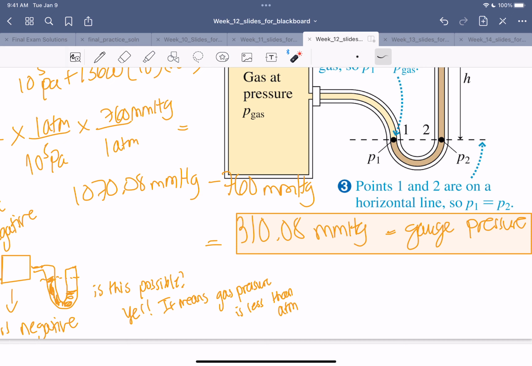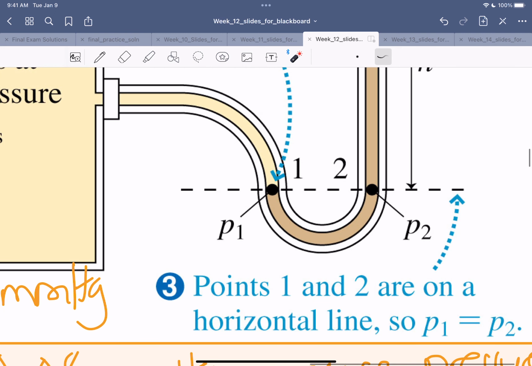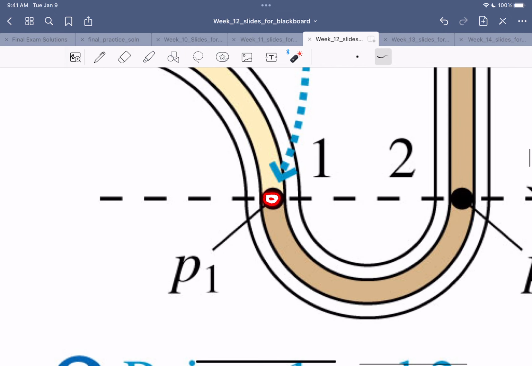Like I said, atmospheric pressure is 760 millimeters of mercury, 760 torr, 1 atmosphere, 10 to the 5th pascals. So if I just subtract 760, I should get a gauge pressure of 310.08 millimeters of mercury, right? Like I said, if I want to figure out the pressure of the gas, I look at where the interface is between gas and the other fluid. This is the point here.